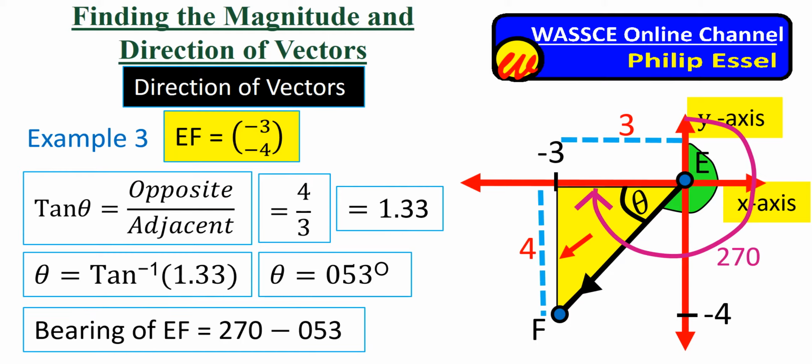So we have the bearing of EF to be equal to 270 degrees minus 53 degrees. When we solve for this, we would get 217 degrees. So that is the final answer. The bearing or the direction of the vector EF. Let's look at example 4.